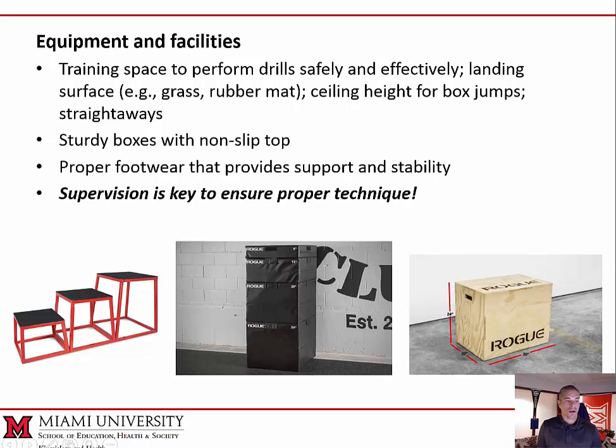And here's a traditional wooden box from Rogue that, depending on what side it is turned on, ranges anywhere from about 20 inches to 30 inches in height. We also need to ensure that the athlete is wearing proper footwear that provides sufficient support and stability. And finally, supervision is going to be key here in order to ensure proper technique of these physically demanding plyometric exercises.